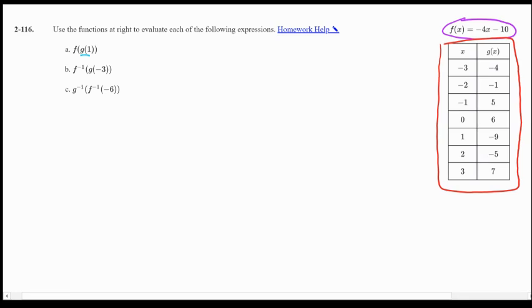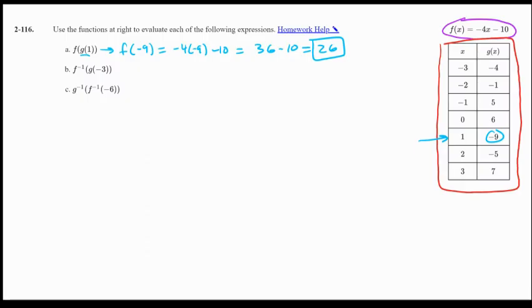I'm going to first try and evaluate g of 1, which is going to give me an output of negative 9. So really, this becomes f of negative 9, which I would now just plug into the function f, or this equation over here. It gives me 36 minus 10, which f of g of 1 is just equal to 26.